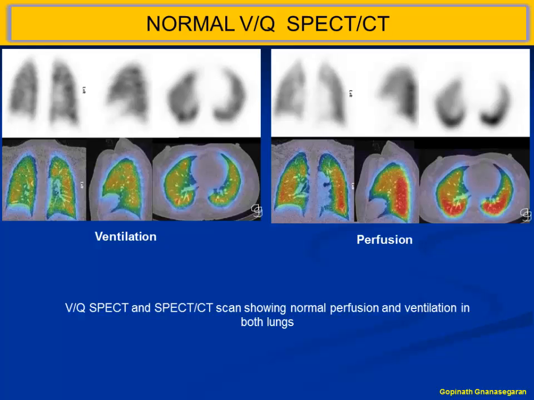Skip this. This is a normal VQ SPECT. We do a low dose CT in all our patients. That is also useful because most of the patients with chest pain or breathlessness and all sorts of things referred for a VQ scan will have a chest X-ray to start with.